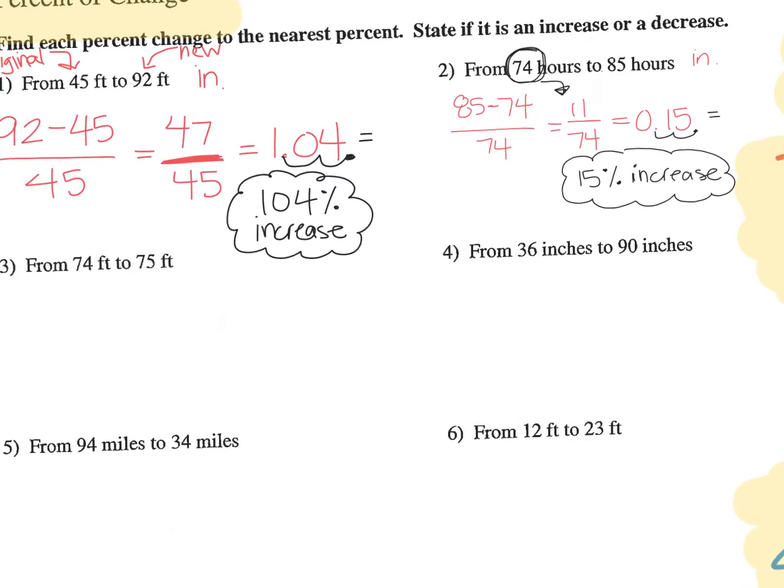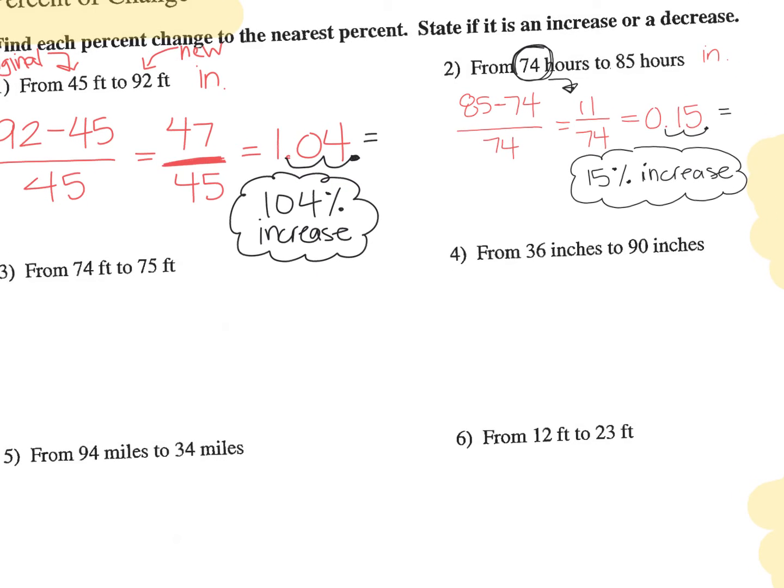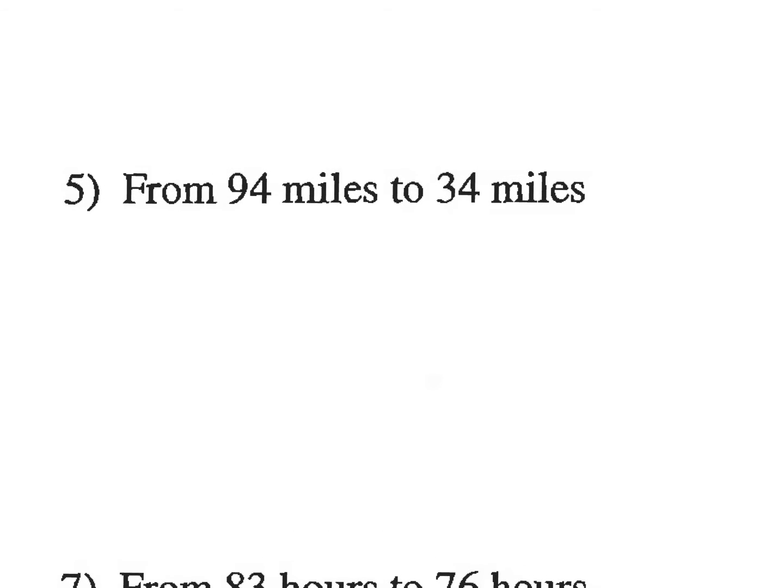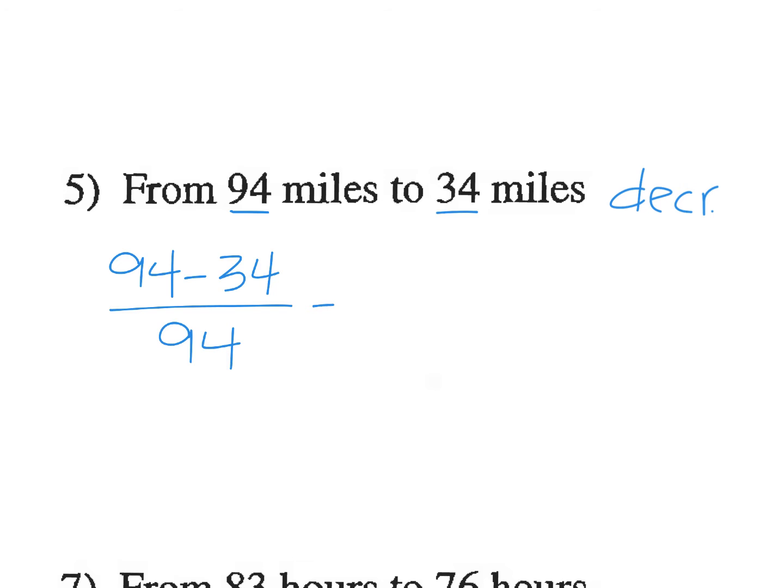All right, now let's go down to number 5. So find that one. And now I can see that this is a decrease because we're going from 94 to 34. So a decrease. So we take the difference. This time I'm going to take my original and subtract my new. So 94 minus 34, and then it's going to be over 94.